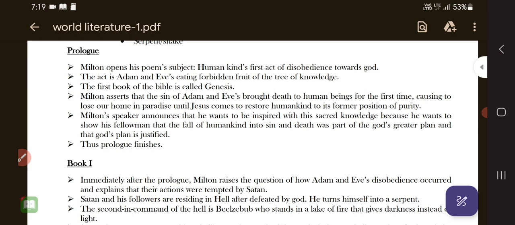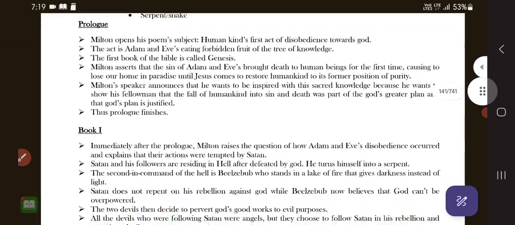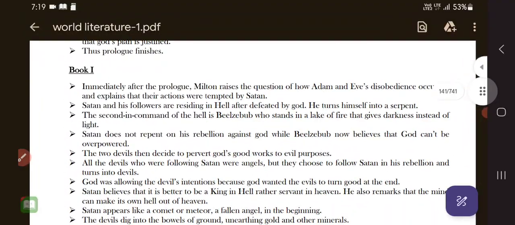A brief summary of this prologue. Coming to Book 1, there are some very important characters described in Book 1. The characters are not explained in this summary, but if you want, I will make another video regarding the characters and the whole summary of Book 1, if you need it.